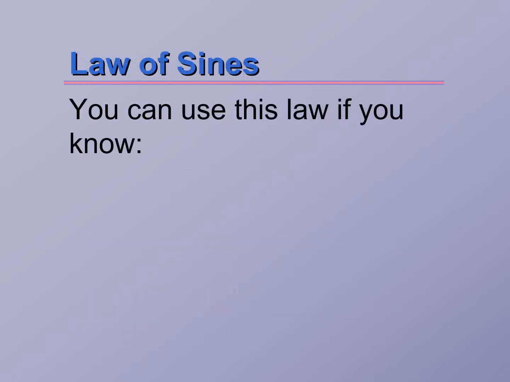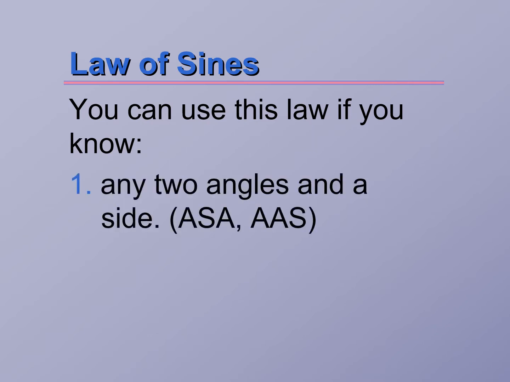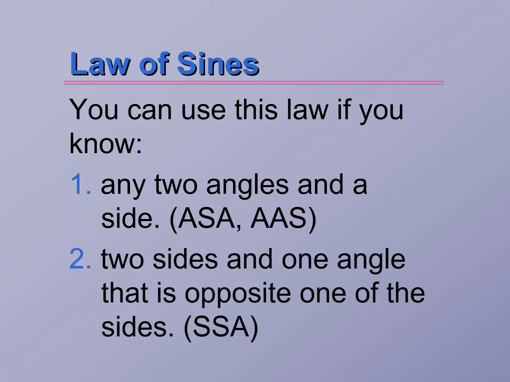So you can use the law of sines if you know any 2 angles and a side. So angle, side, angle, or angle, angle, side, if you remember from geometry. You can also use this law if you know 2 sides and 1 angle that is opposite one of the sides. So that would be an SSA triangle.